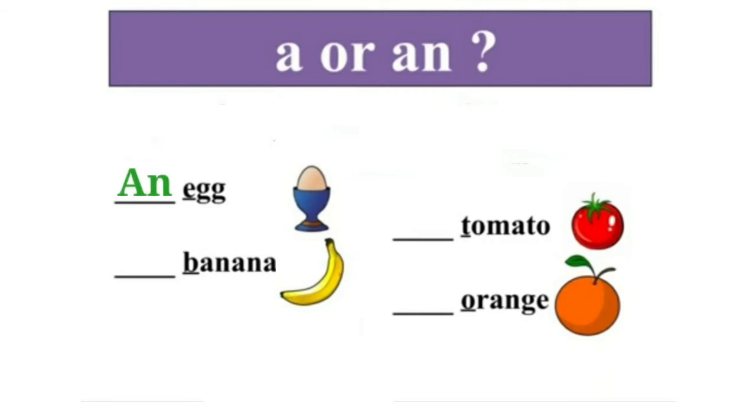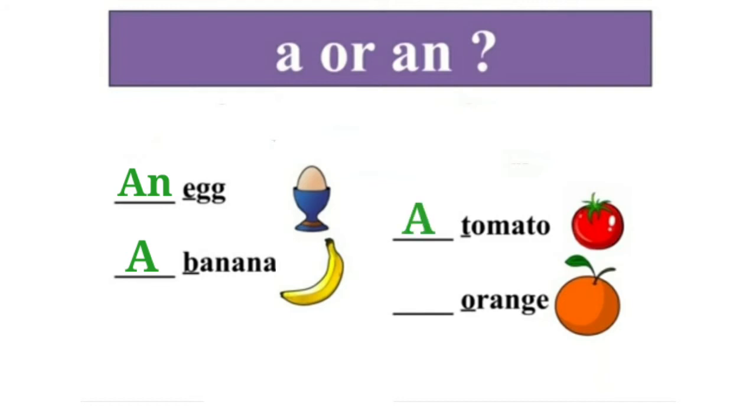An egg. Next, banana. The first letter of banana is B. It is a consonant sound. So we'll use a banana. A banana. Next, tomato. The first letter of tomato is T. T is a consonant sound, so we'll use a tomato.